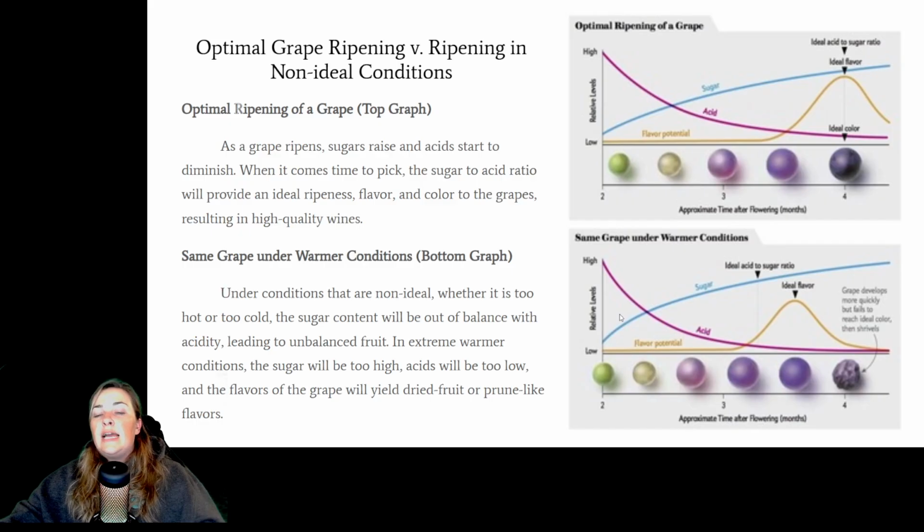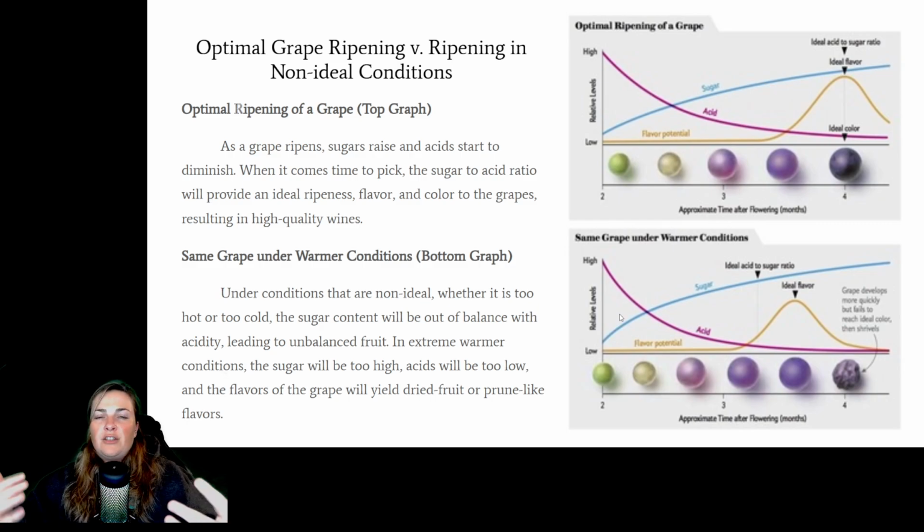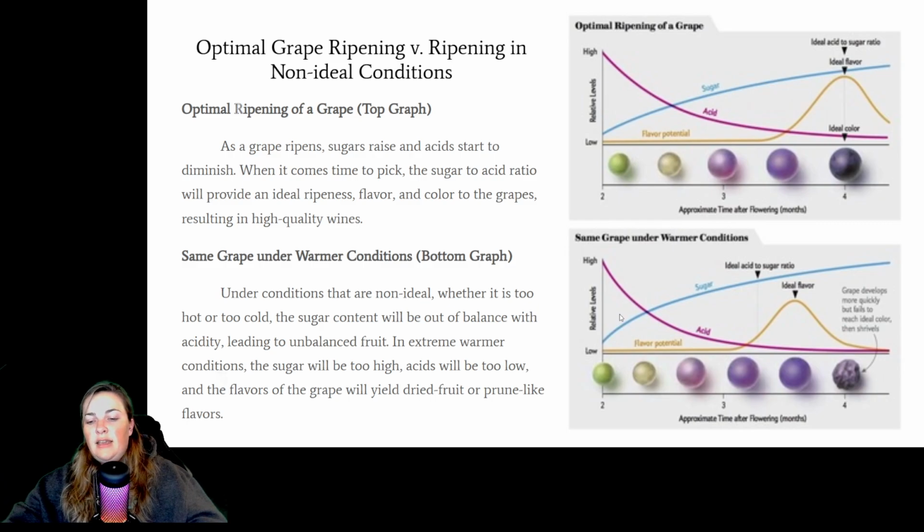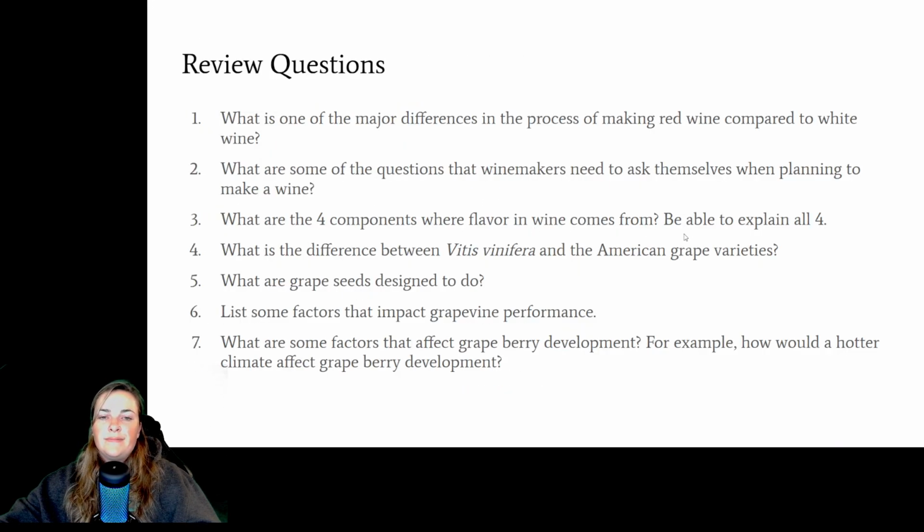So if your climate conditions were to suddenly change due to climate change in general or whatever, right, this could affect your crop and it could affect the quality of the wine that you're making. So something to consider.